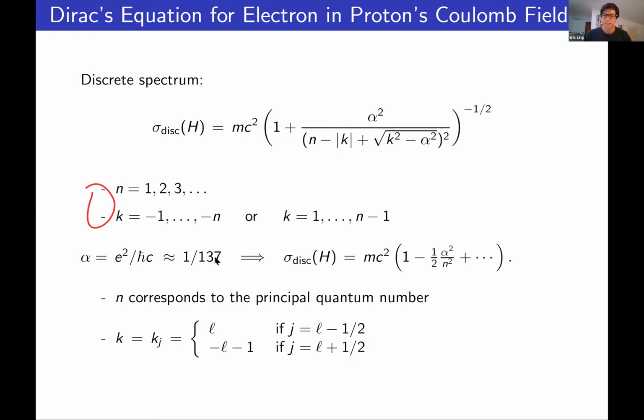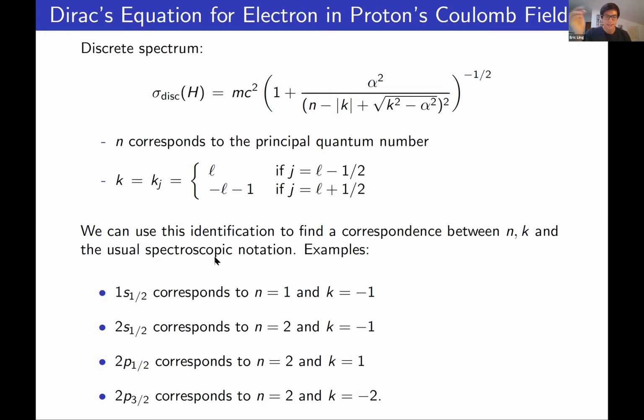Now, the fact that the fine structure constant is small allows us to Taylor expand the discrete spectrum in terms of powers of alpha. Notice that the second term in the Taylor expansion just corresponds to Bohr's energy levels. This implies that n, the integer in the discrete spectrum, corresponds to the principal quantum number. And we can relate the integer k back to the total and orbital angular momentum by this formula here. Okay, so again, here is the discrete spectrum, and n corresponds to the principal quantum number, and k can be related to the total and orbital angular momentum.